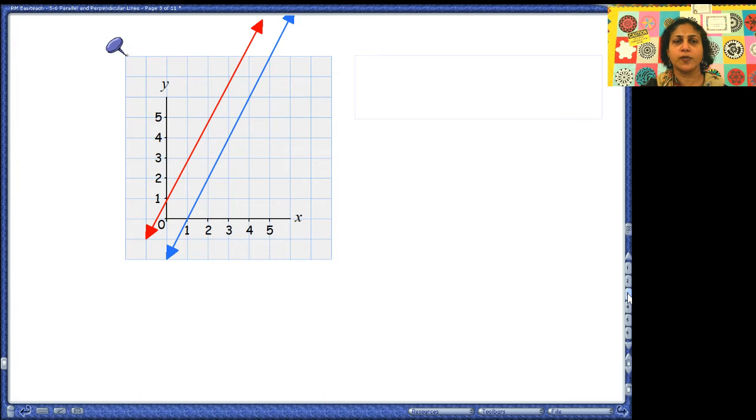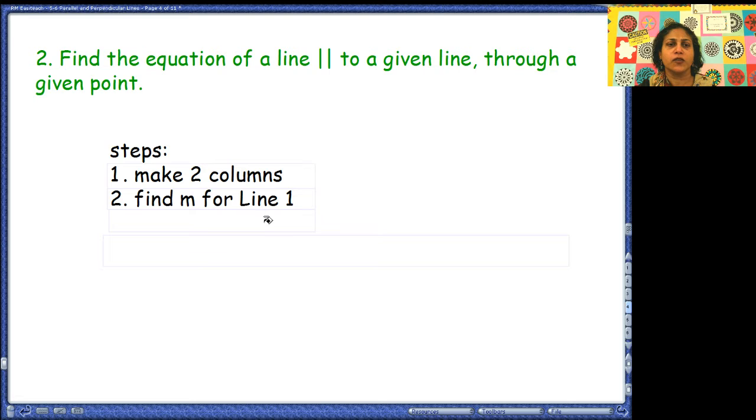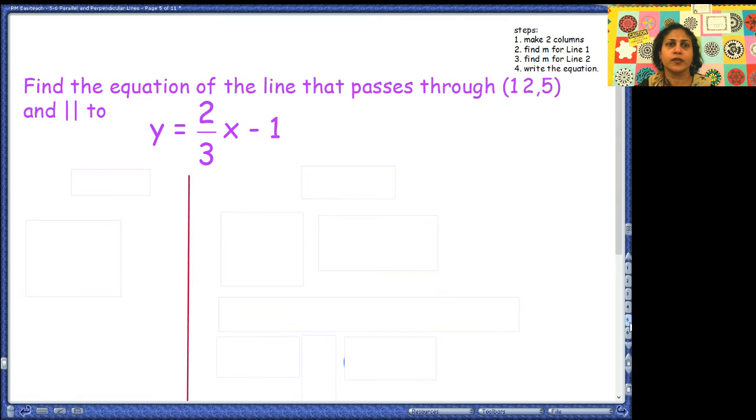So how do you do the math? There it is. It's a better diagram. So find the equation of a line parallel to a given line through a given point. The steps are: make 2 columns, find the slope for line 1, find the slope for line 2, and then use some other information to write the equation. So find the equation of the line that passes through (12, 5) and is parallel to the given line.